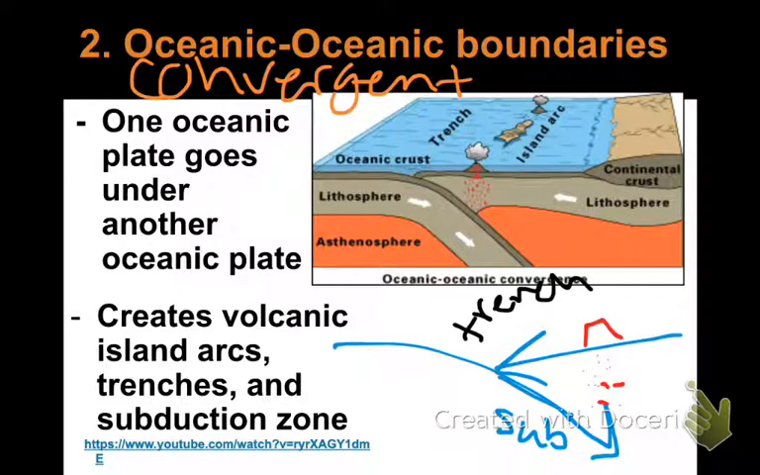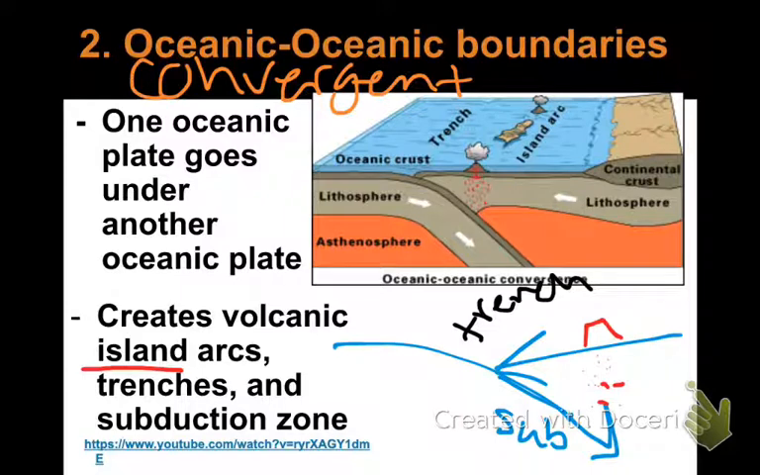So we have the exact same three features. We have a subduction zone with a trench, and then we've got volcanoes. The only difference is here, these volcanoes are an island. On the other one, we call them continental volcanoes because they were on the continent, but here they're an island because they're surrounded by water, which makes sense because you have two ocean plates coming together. So obviously there's a lot of water around that area.